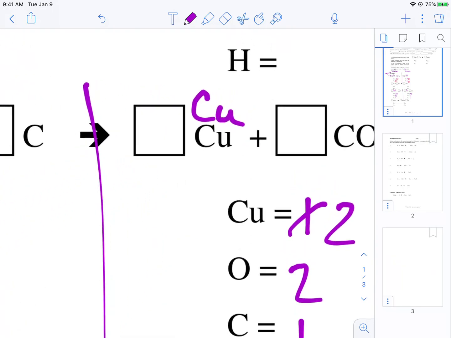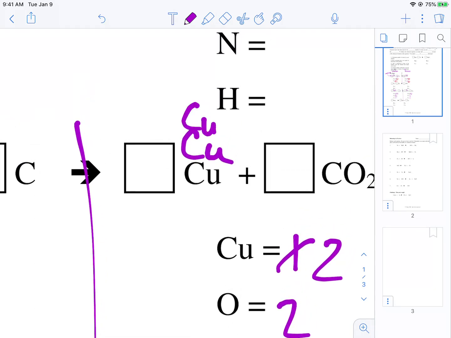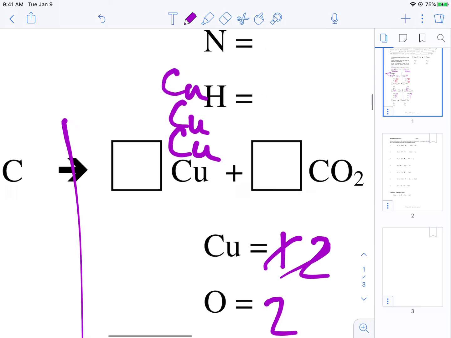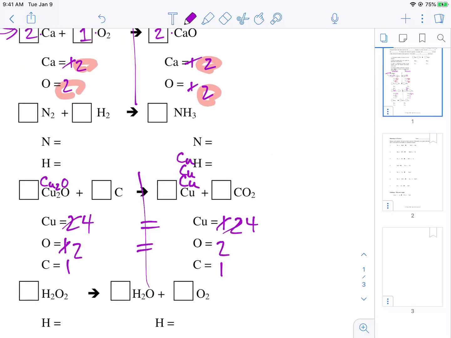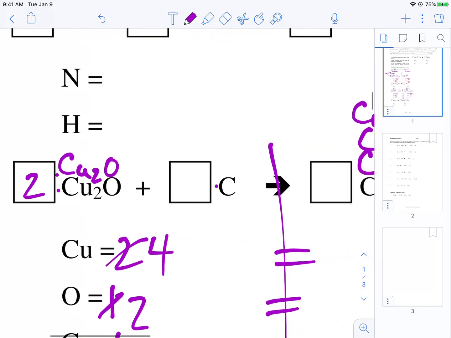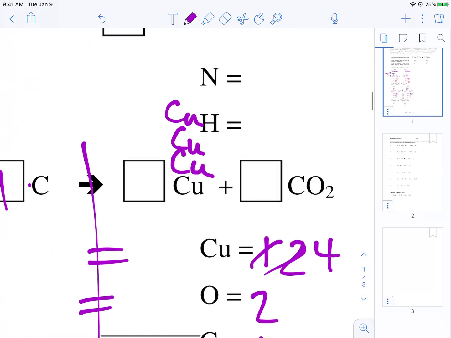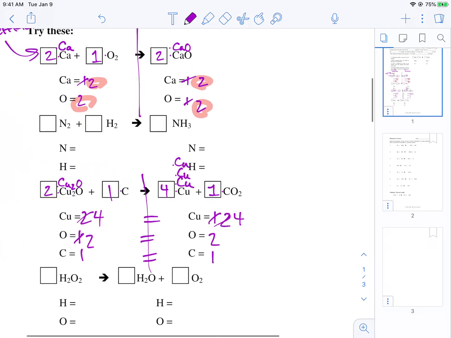What I can do with the copper is, it's by itself on this side, which means I can add just copper, because that's the way it's written. So I do this and this, and now I've got 4 coppers. So I am balanced. This is equal, and this is equal. Now what I've got to do is write my coefficients. This is written twice, so I write a coefficient of 2. This is written once, so I write a coefficient of 1. This is written 4 times, so I write a coefficient of 4. And this is written once, so I write a coefficient of 1. 2, 1, 4, 1. That's it.